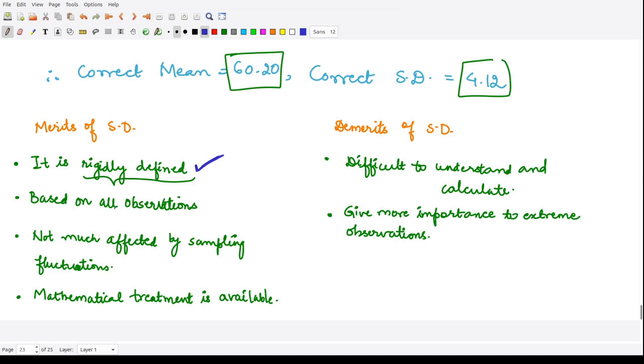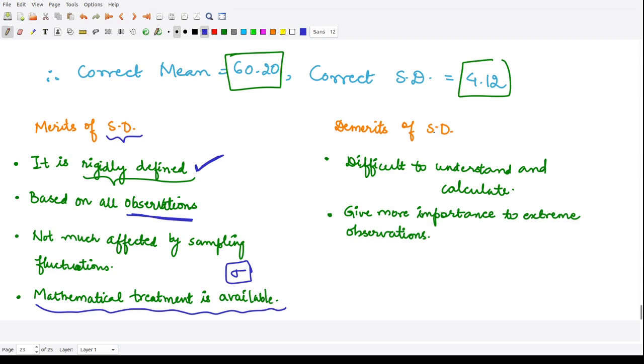Moreover, this method of dispersion is based on all the observations, and it is not much affected by sampling fluctuations. That means if you change your data a little bit, there won't be much effect on the value of standard deviation. Moreover, mathematical treatment is also available because sigma is used in many other applications, for example in various distributions, and also in the testing of hypothesis we use variance and standard deviation.